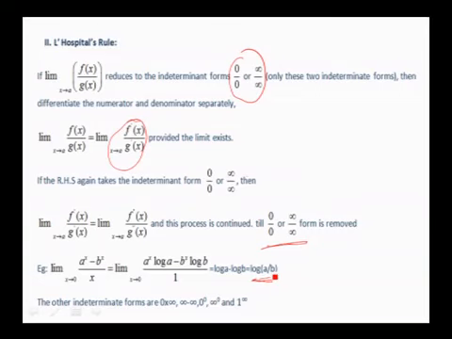The other indeterminate forms that you come across are 0 into infinity, infinity minus infinity, 0 to the power of 0, infinity to the power of 0, and 1 to the power of infinity.